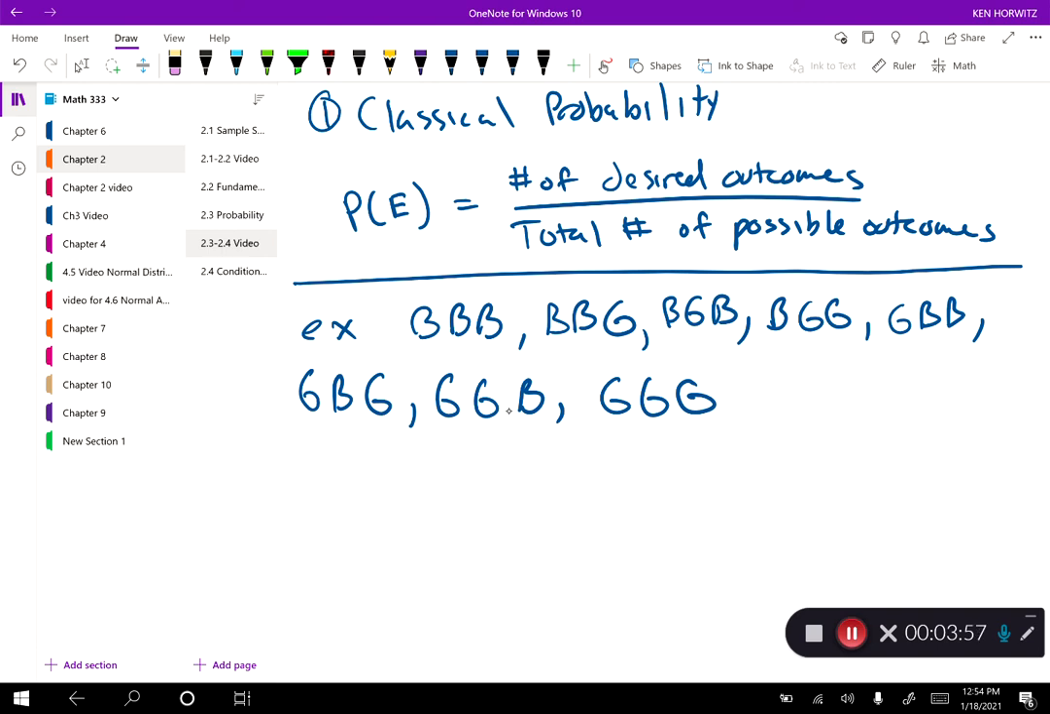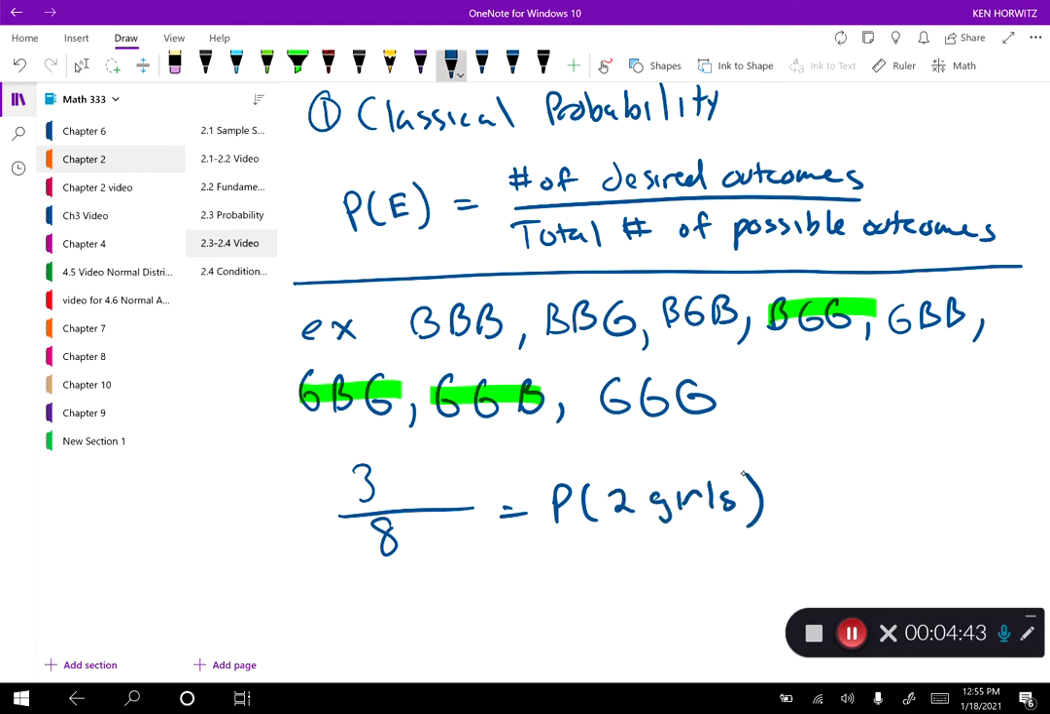Good. All right. So we need two girls. All right. So I'm going to take my highlighter again. And I'm going to find all the possibilities where we have two girls. I got two girls here. Oh, there we go. Two girls. So I got three possibilities with two girls out of a total of 8 possible outcomes. So the probability that they're going to have two girls is 3 out of 8. All right, now, and you could say probability of E if you wanted, but I would probably say probability of two girls is 3 out of 8.